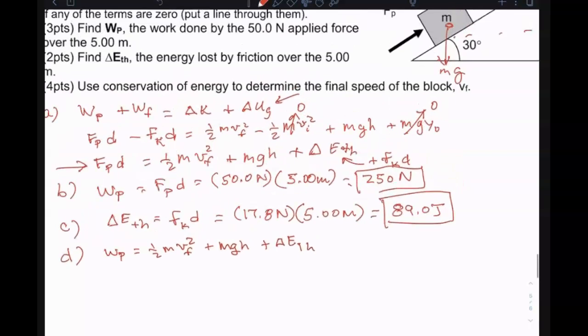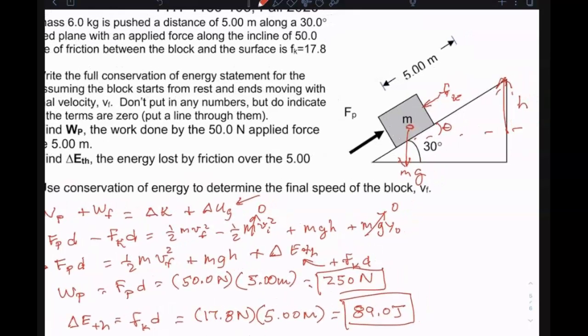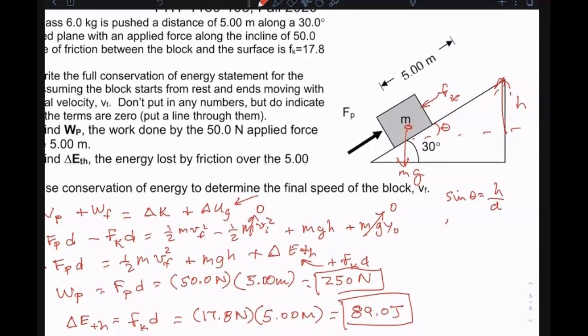If we look at the geometry of this change in position, this is 30 degrees. H is the opposite side of this right triangle, and D is the hypotenuse of this right triangle. So the sine of theta is equal to H over D. So H is equal to D sine theta.